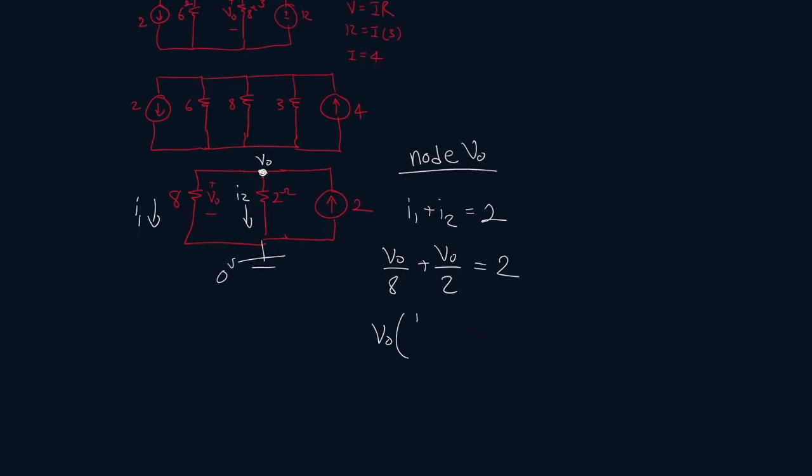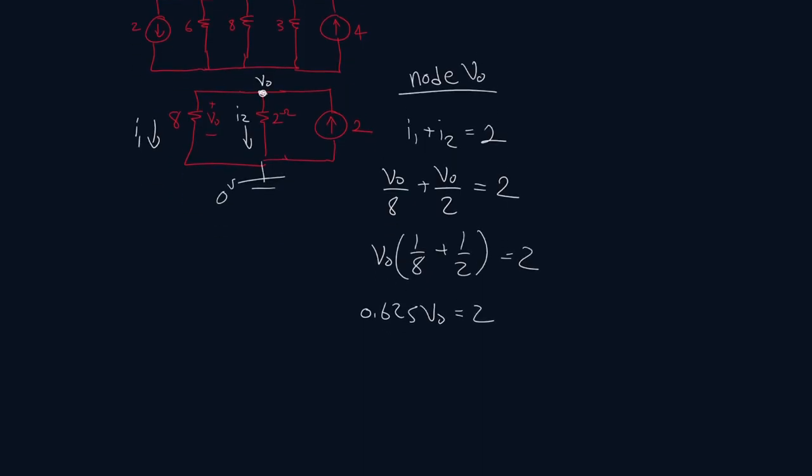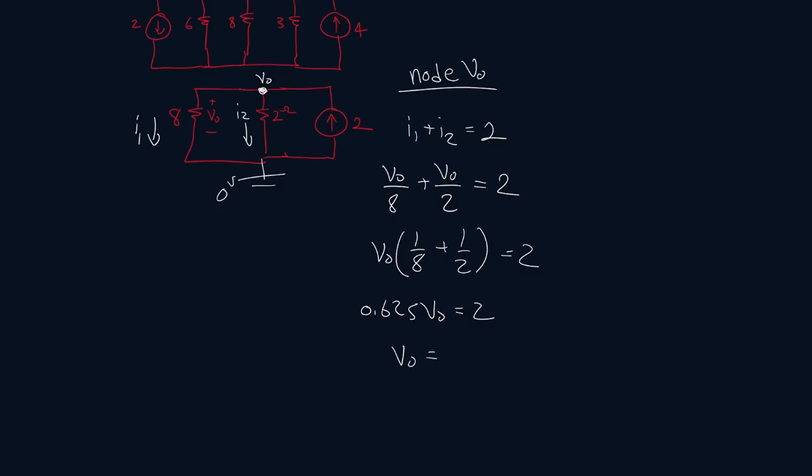Take VO out, so 1 over 8 plus 1 over 2. 0.625 VO equals 2. Divide both sides by 0.625, and you get 3.2. And that's your final answer.